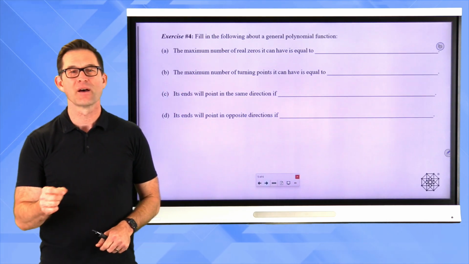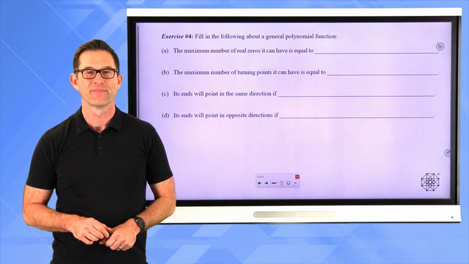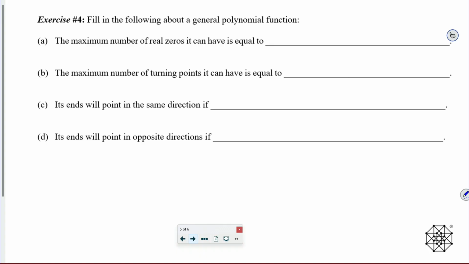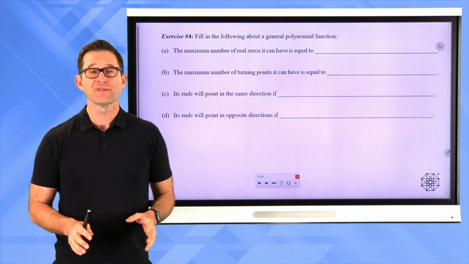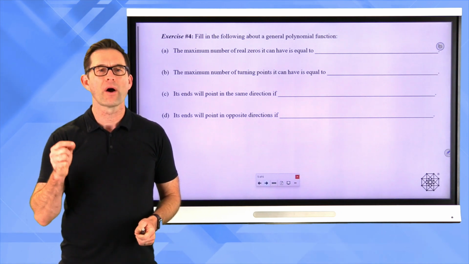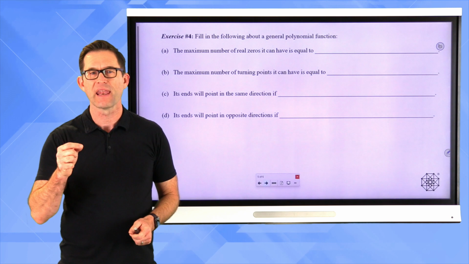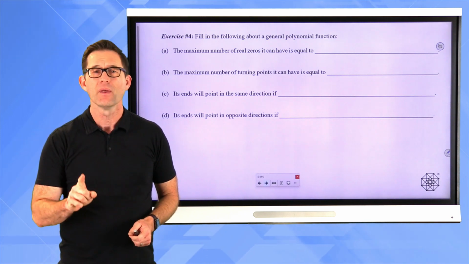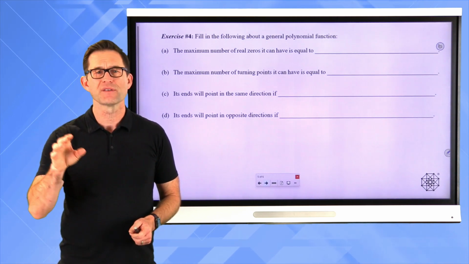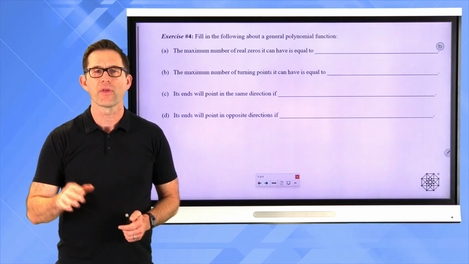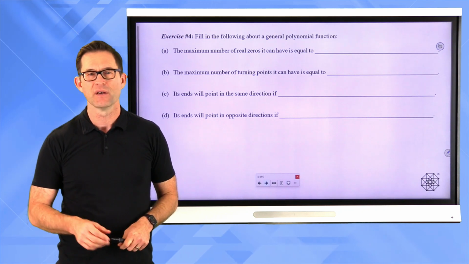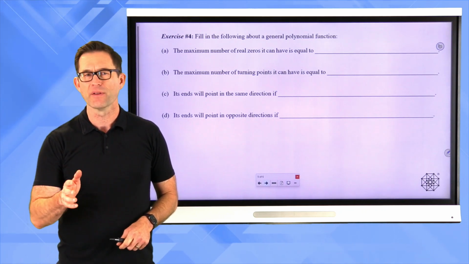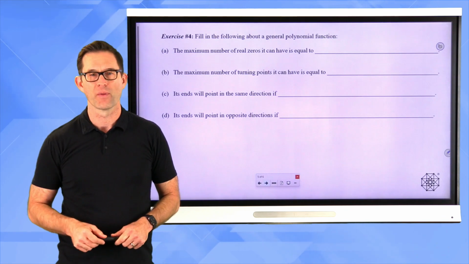Okay, so let's try to summarize this in exercise number 4. Fill in the following about a general polynomial function. Given what we've just seen, and you can even bring in quadratic polynomials if you want, things that have an x squared in them, think about things with x squareds, then x cubes, then x to the 4th, and try to fill in each one of these so that they make some sense. Pause the video now, try to fill in each one of them, and then we'll go through them.